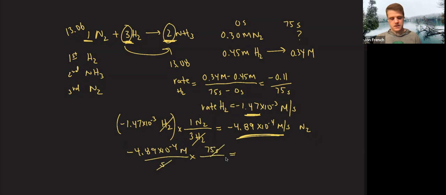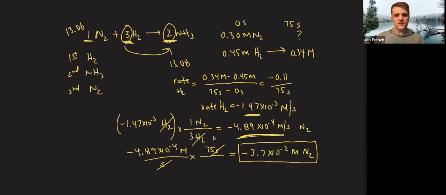So time cancels out, right? Imagine that, getting rid of time. Multiply that by 75 seconds, and I get a negative 3.7 times 10 to the minus 2 molar nitrogen. That would be the change in concentration of nitrogen for this reaction for question 9.